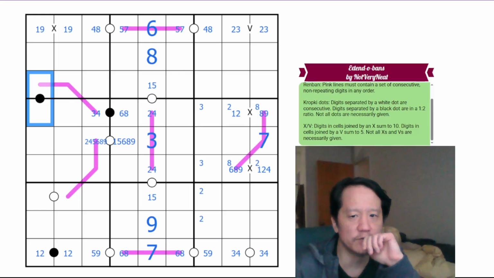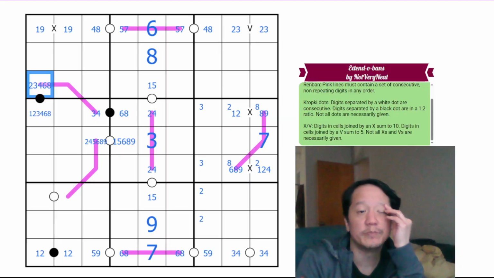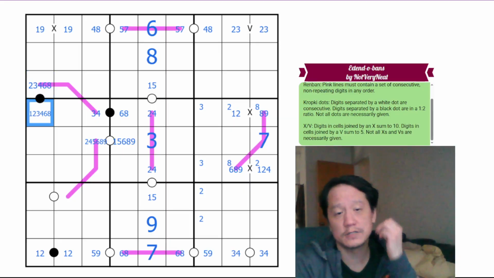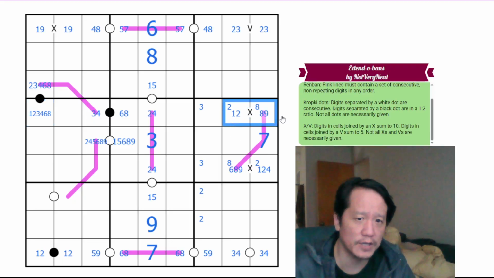These digits are in a 1 to 2 ratio, cannot have 5, 7, and 9 with them. 1, 2, 3, 4, 6, 8. There's no 1 here because of 1, 9 pair in the box. If this is 2, 8, this is 4, and this is 3, 6.